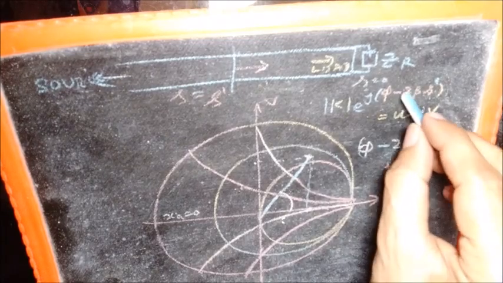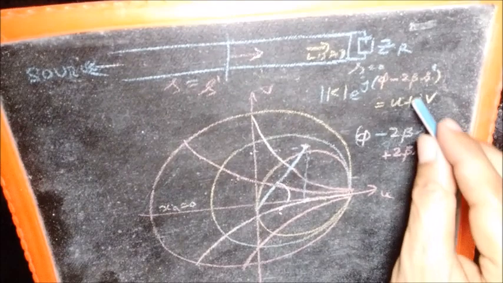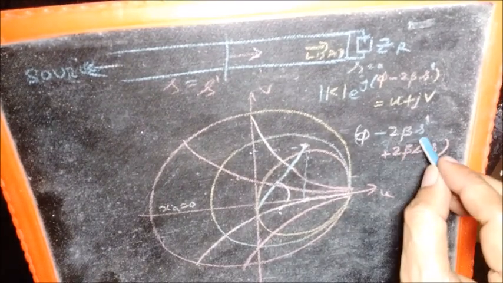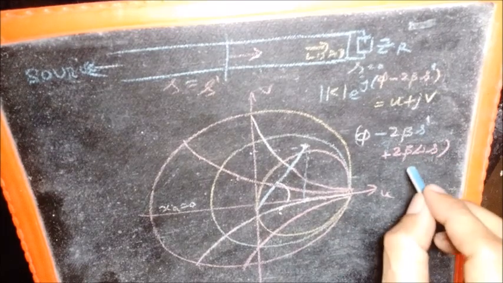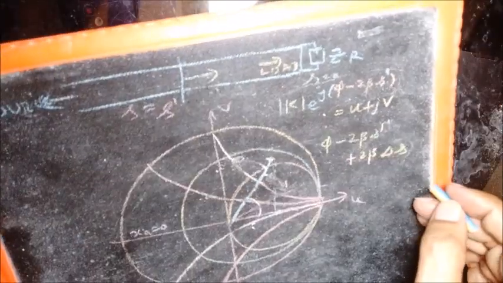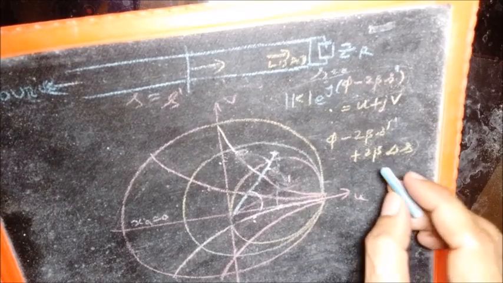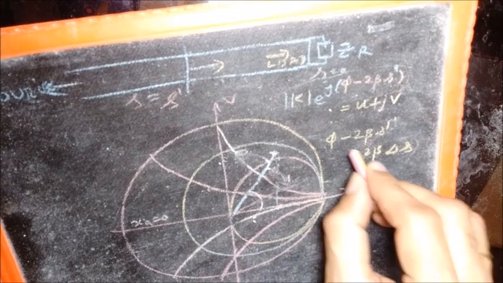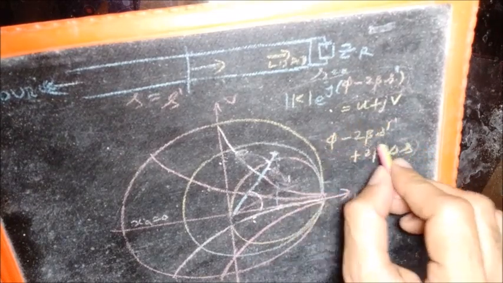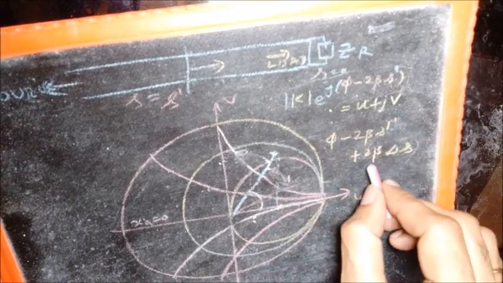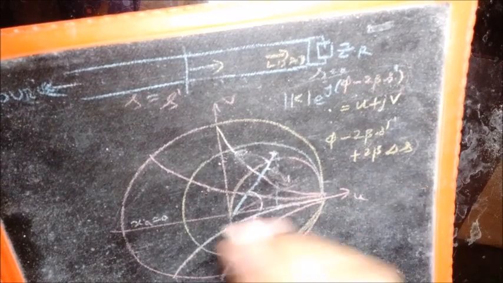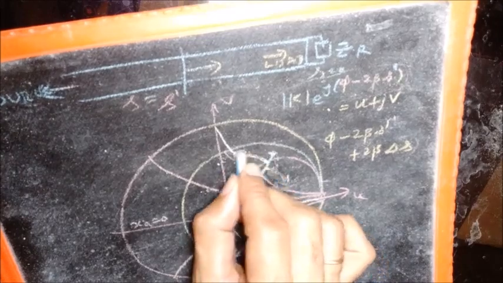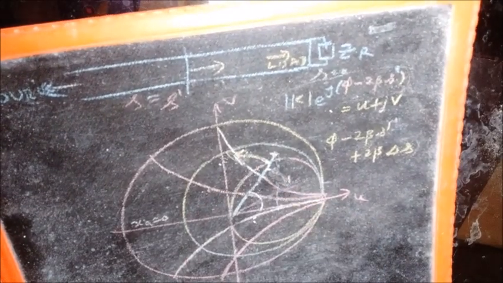Now if you compare the two phase angles, you can see that the phase angle here has increased. From phi minus 2 beta s dash, it has become phi minus 2 beta s dash plus 2 beta delta s. So the phase angle increases from phi minus 2 beta s dash to phi minus 2 beta s dash plus 2 beta delta s. And for phasors, when the angles increase, they increase in the counterclockwise direction.